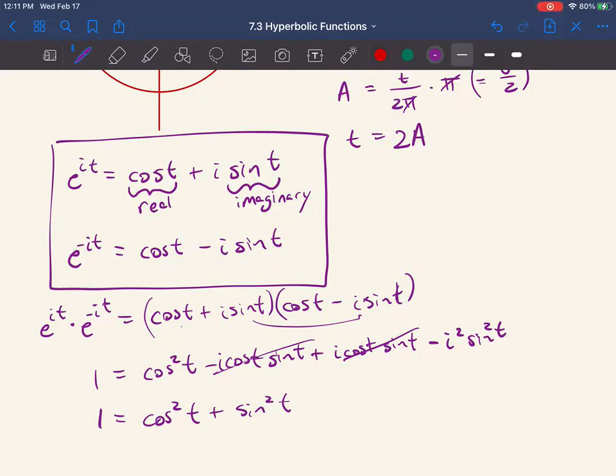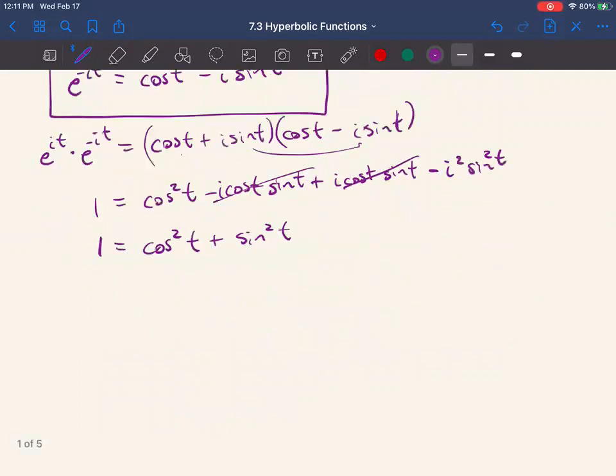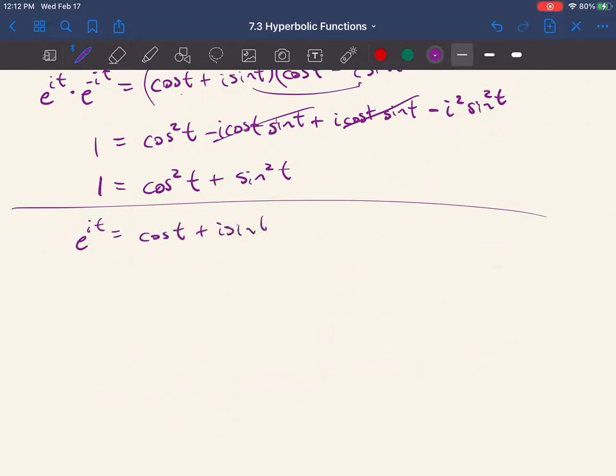We can define it as e to the i t equals cosine t plus i sine t, and the real part of e to the i t is what we define as cosine and sine. You can even express cosine and sine purely as exponentials. So if I take this and I look at this and I say, all right, well, I can solve this and say, e to the i t equals cosine t plus i sine t.